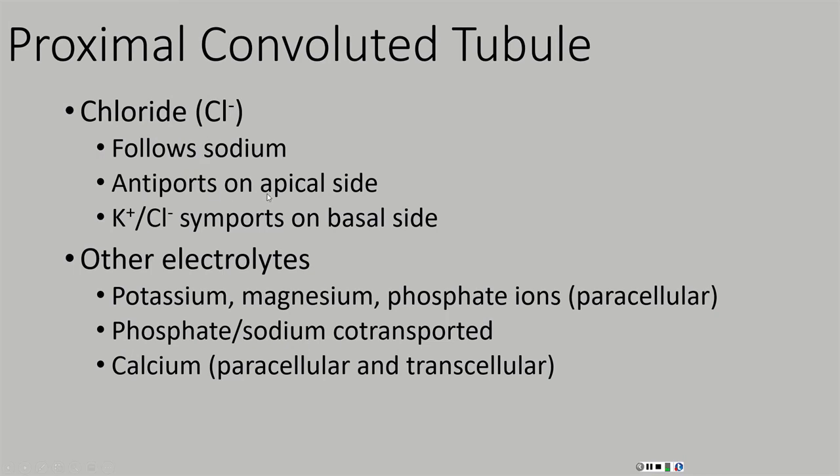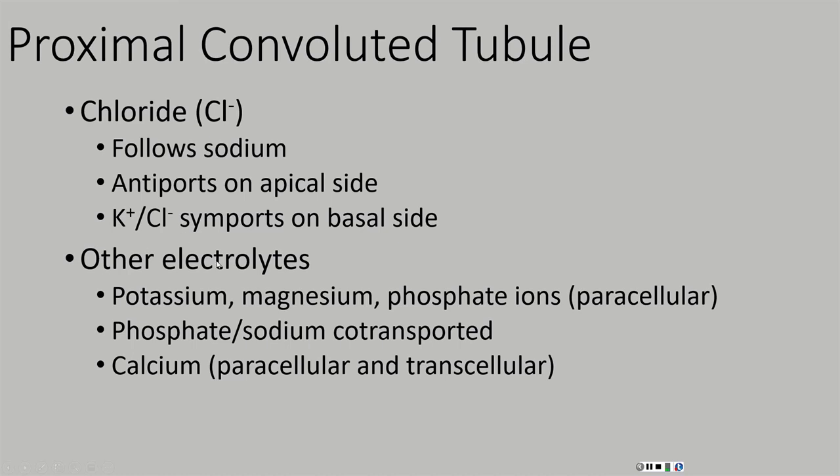Antiports are on the apical side, and on the basal side, we've got potassium chloride symporters. We'll see those again here in just a minute when we get to another diagram. But in this case, we're moving potassium and chloride in the same direction. In antiports, we are moving chloride and something else in the opposite direction.